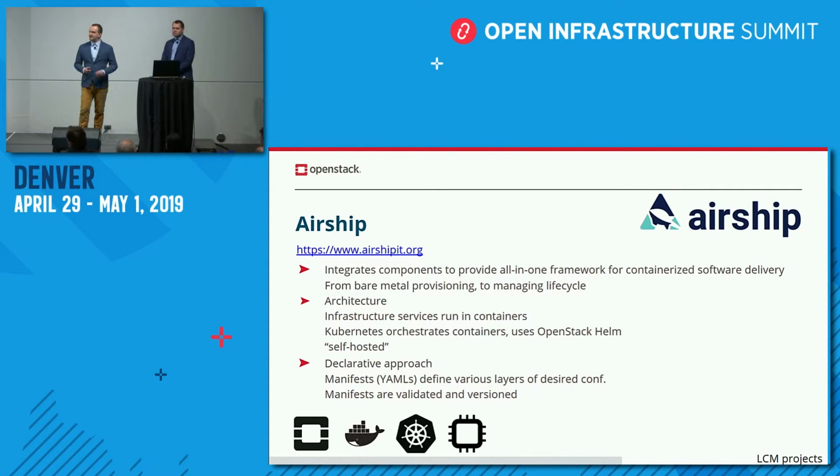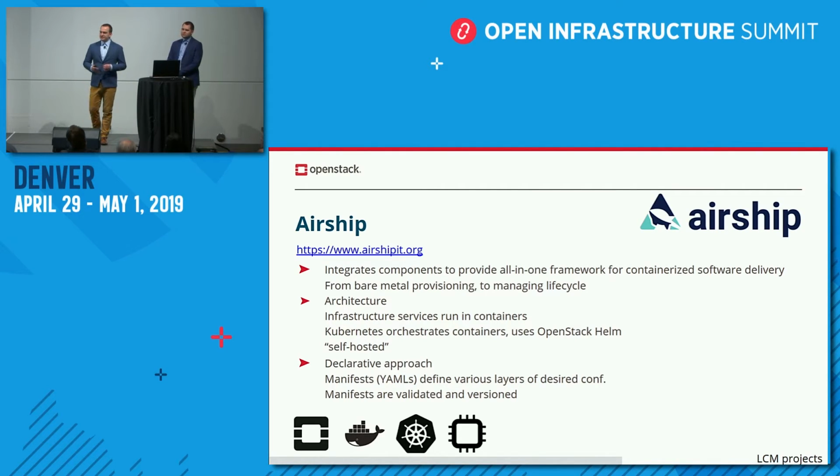The next one is Airship, and Airship is an example of OpenStack on Kubernetes. It integrates various open source tools, providing sort of an all-in-one framework for deploying containerized systems. So it's not only for OpenStack, it is generally for deploying Helm-based chart components. And it can handle every step, starting from discovery and provisioning, up to managing the lifecycle of the deployed system.